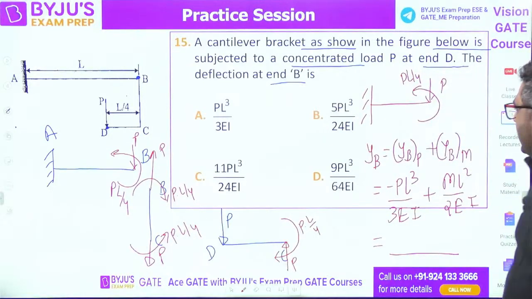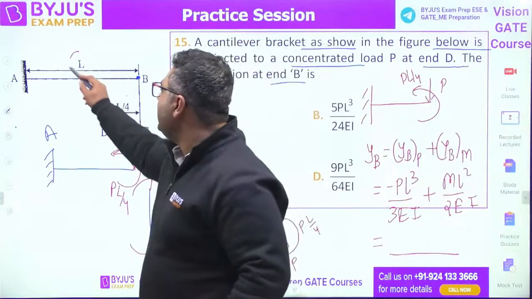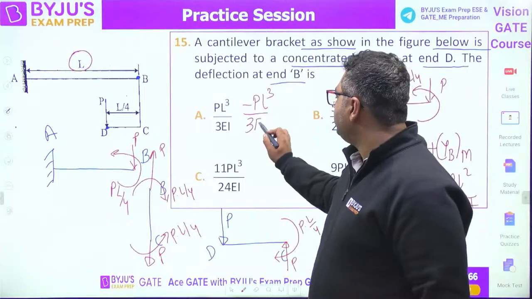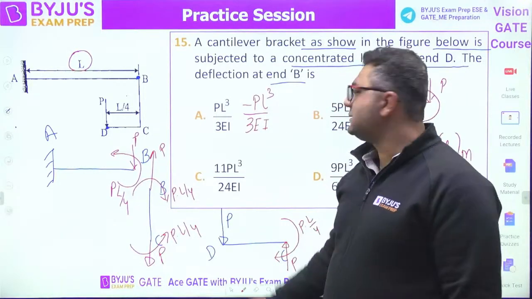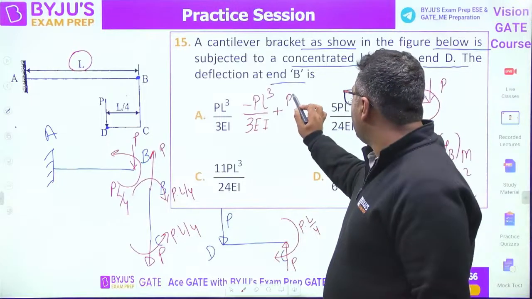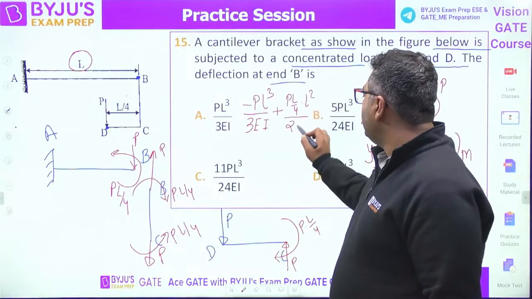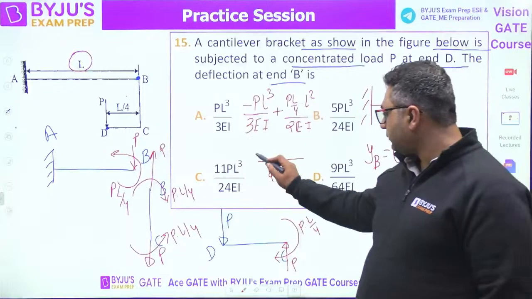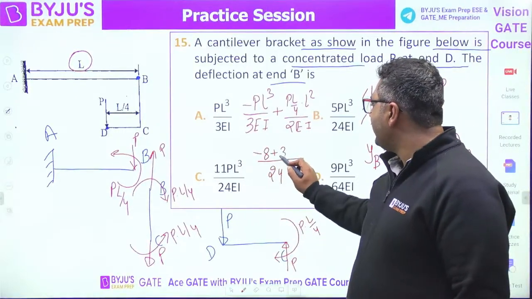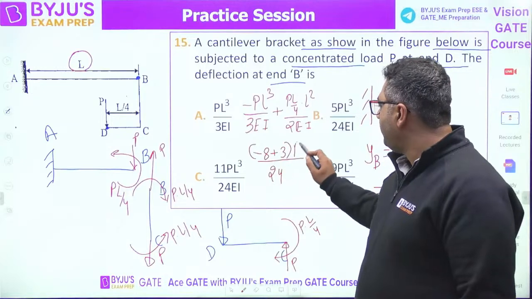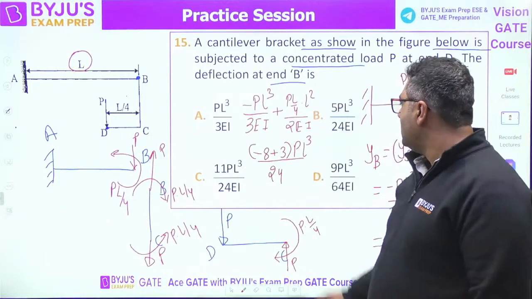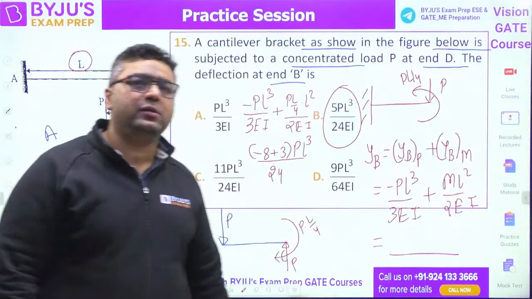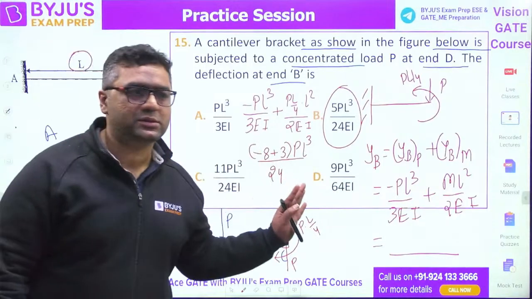Let me see, let me solve this, what we are getting here. Mind it, the length is L here. So minus P L cube upon 3 EI and plus PL by 4 into L square upon 2 EI. I feel we would be taking 24 LCM. 4 to the 8. Minus 8 plus 3. PL cube. I feel 5 PL cube upon 24 EI would be the answer. Don't you feel guys? Have I done some mistake? B should be the answer as per my calculations.